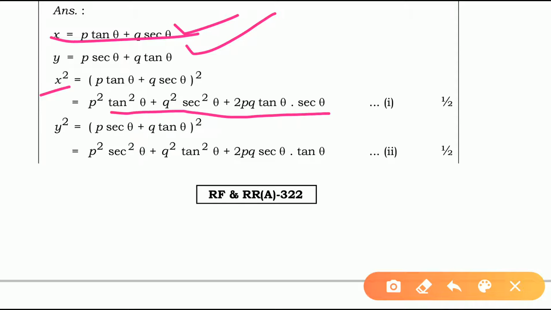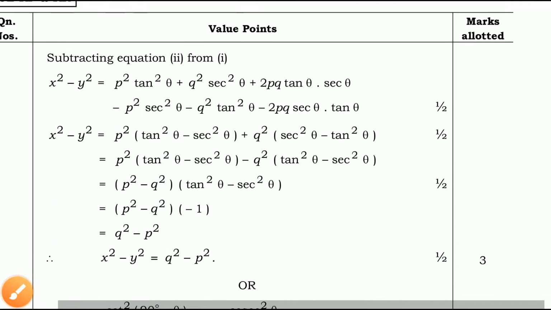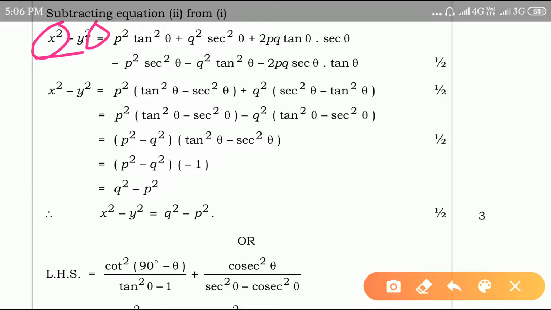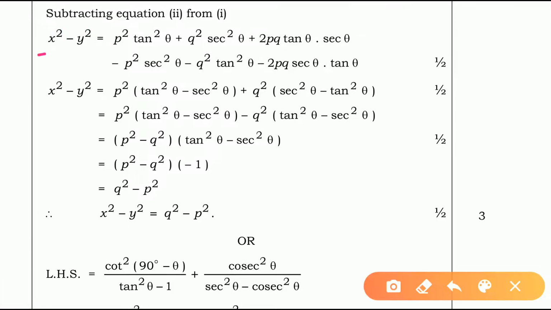Again, y square is equal to, again using the (a plus b) whole square formula, then expand it, then we get this result. Here, equation 1 minus equation 2, or subtracting equation 2 from 1, both are the same. Then x square minus y square is equal to, already we found x square and y square, then put x square is equal to this and y square is equal to this.